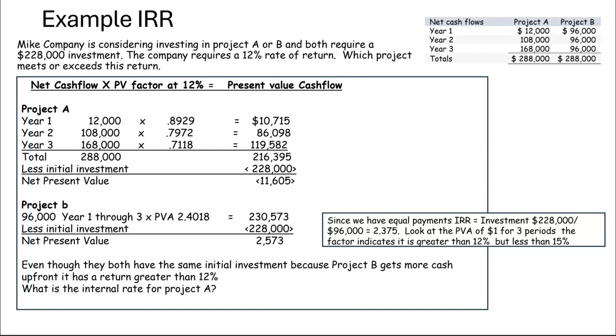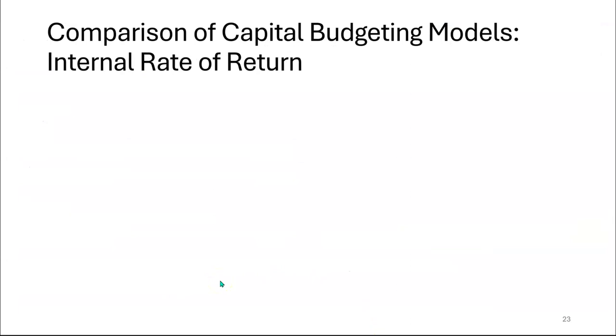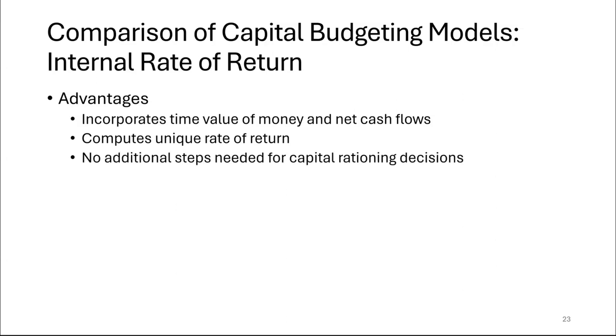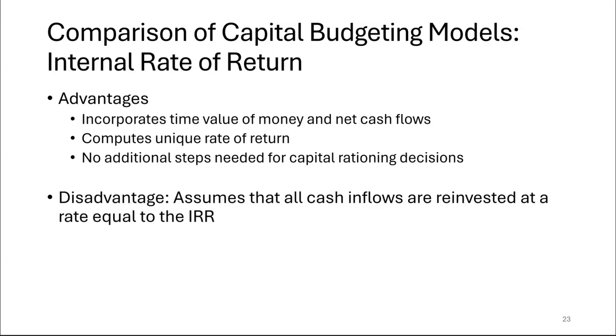So we can't do it for Project A. Let me go back there. We can't do it for Project A again because the funds are unequal. So in this case, again, we would still pick Project B. Now, comparison of the capital budget internal rate of return. Advantages: incorporates time value of money and net cash flows, computes unique rate of return, i.e. computes what they actually return, no additional steps needed for capital rationing decisions. Disadvantage: assumes that all cash inflows are reinvested at a rate equal to the internal rate of return.